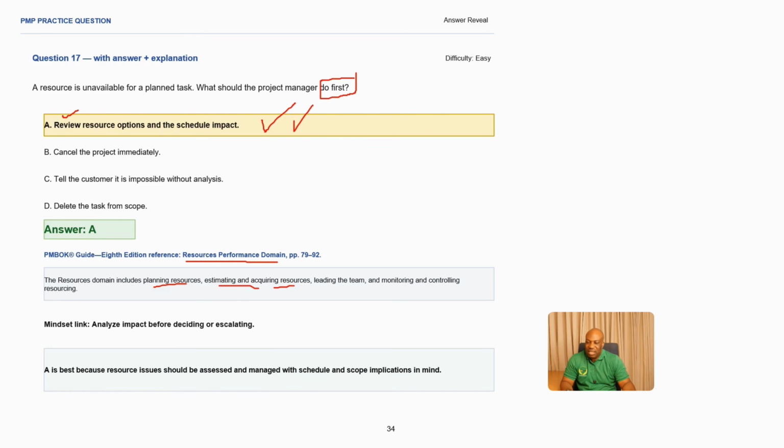So what is the mindset that we're using when we're eliminating these answers? You need to analyze impact first, okay? Analyze impact before deciding or even escalating. This is a very important mindset. As a project manager, you don't just get an issue and then you start acting. Either get more information by doing an analysis or review, or even meeting stakeholders to get more information on that. Then later on, you decide, making A the best answer, because resource issues should be assessed and managed with schedule and also scope implications in mind. Making A the best answer in this scenario.